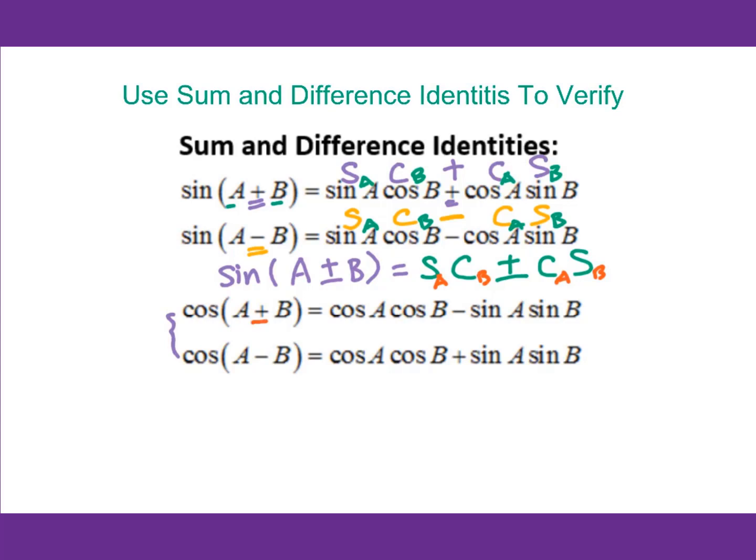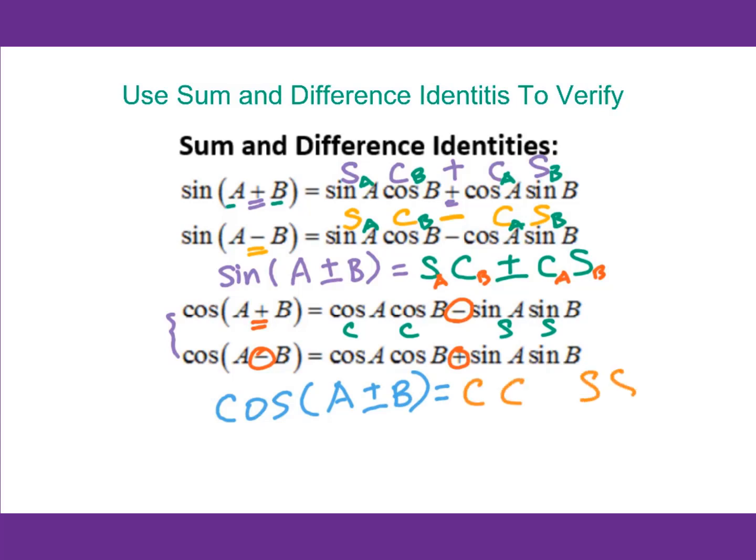If we have a plus, then this is minus. We have minus here, we got the plus. Pattern will be C, C, S, S. Therefore, we got cosine(A plus or minus B). We will get C, C, S, S. Change the sign, minus plus. Then we write down the angle A, B, A, B.